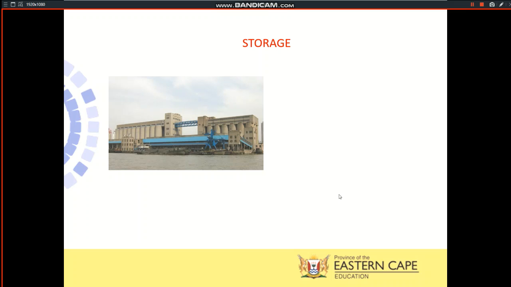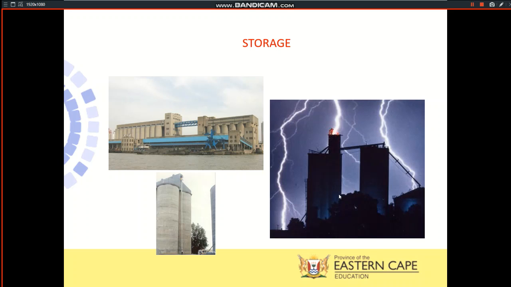Large storage facilities are needed for this type of farming, right? And there you see silos where grain is basically stored.